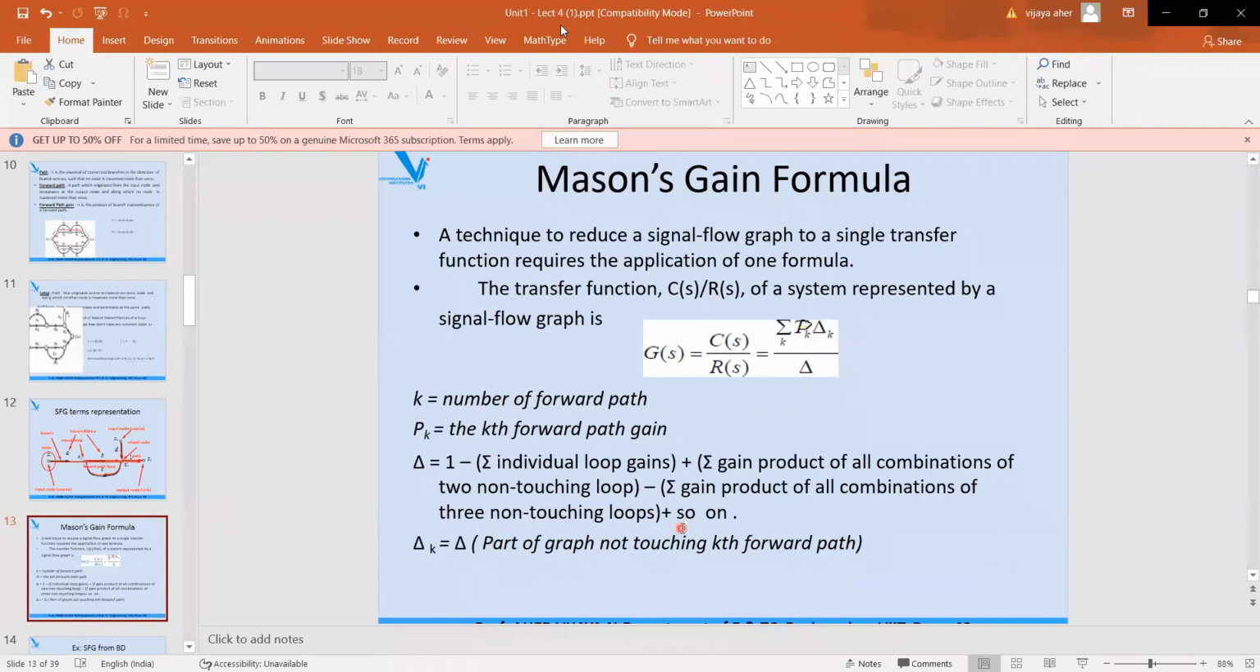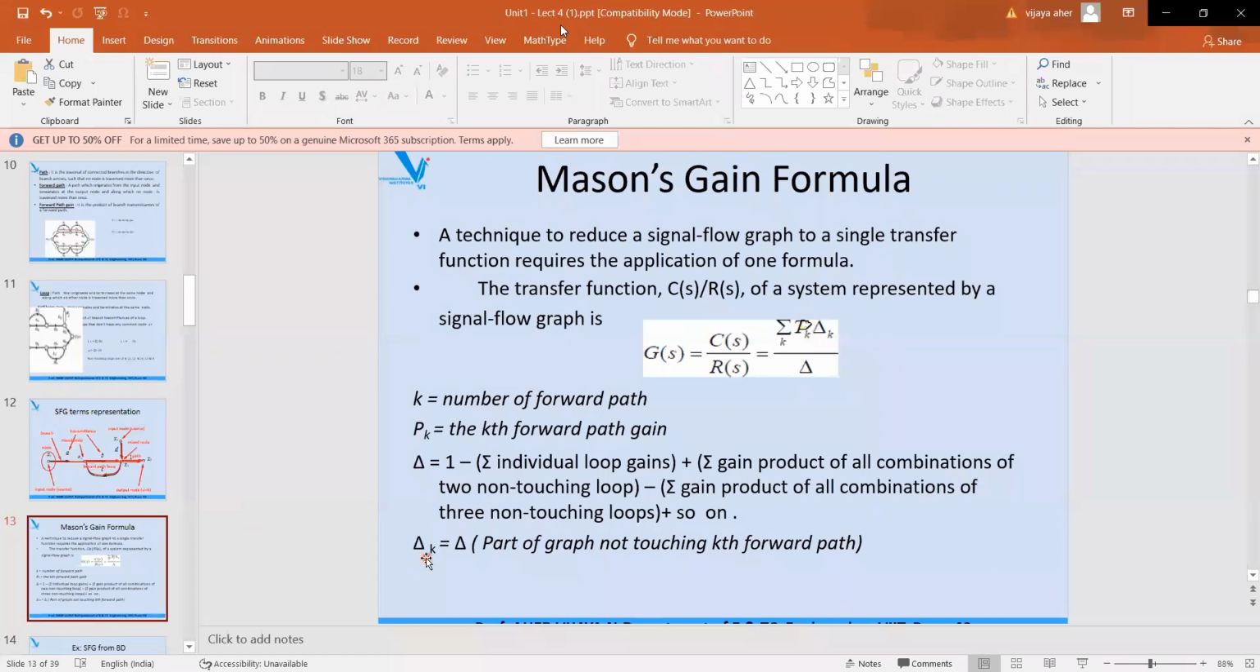and so on. So this is nothing but your del. म्हणजे हा जो del इथे लिहिलाय ना मुलांनो, हा आपण फर्स्ट कॅल्क्युलेट करणार आहोत by using this equation. So you have to remember this equation. Okay. Now coming to the remaining part of Mason's gain formula, that is del K.